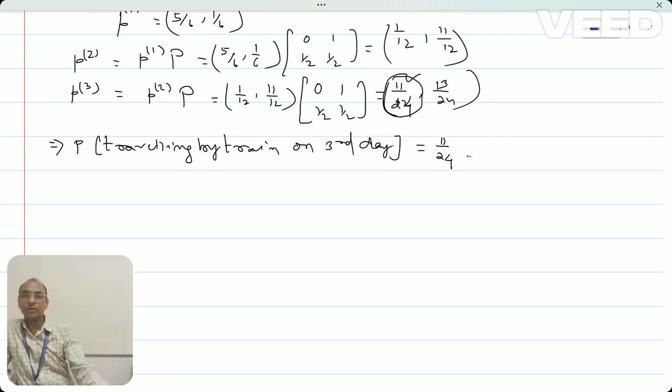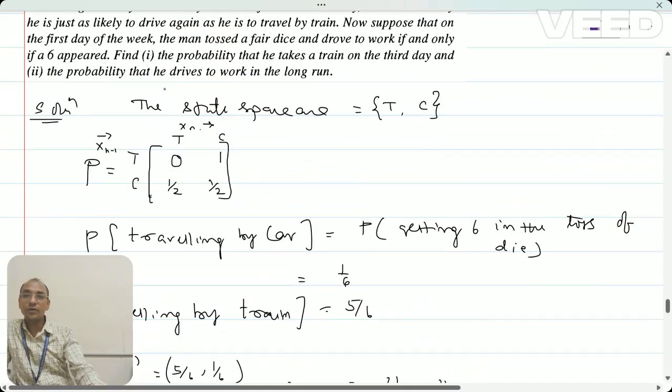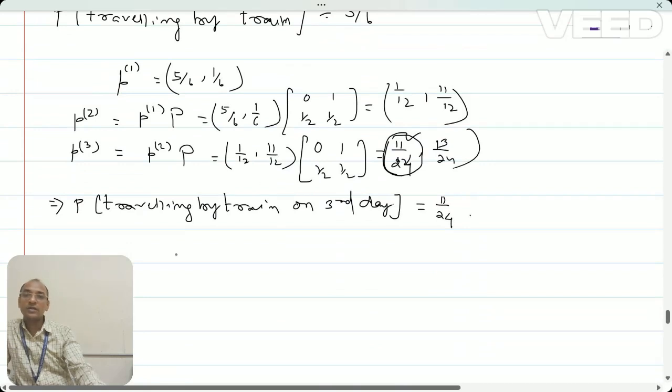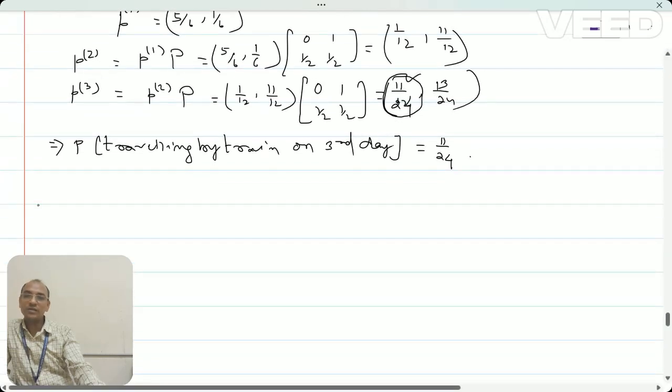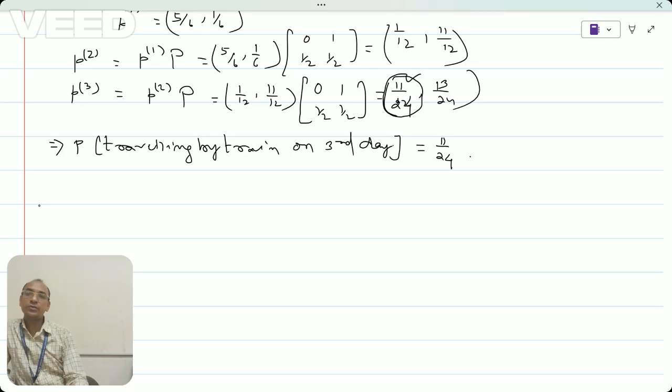Now let us go for the second question: the probability that the driver drives to work in the long run. So this is the second theorem. What it says is long run. If we have the long run, it will approach a steady state probability. So let pi equal to pi 1, pi 2. Okay, so this is the steady state probability.